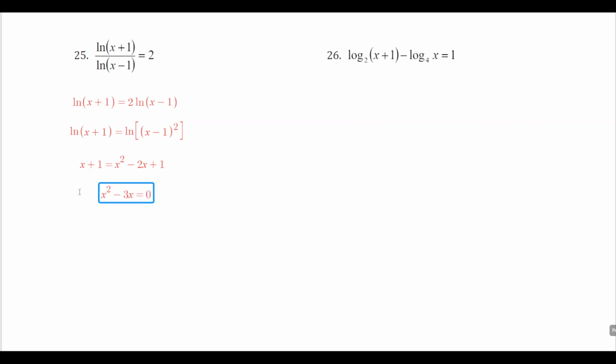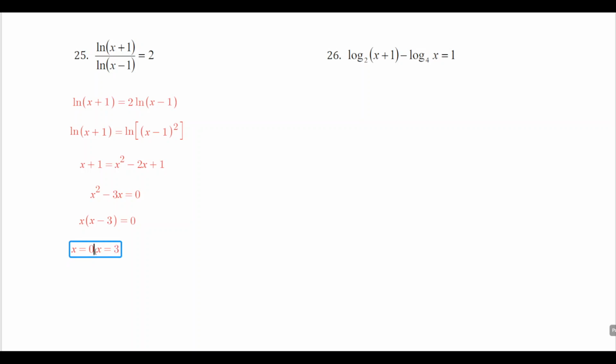Okay, so this will actually factor a little easier than some of the other ones because all we have to do is factor out the GCF, which is x. And so this will be x times x minus 3 equals 0. So either x equals 0 or x will equal positive 3.